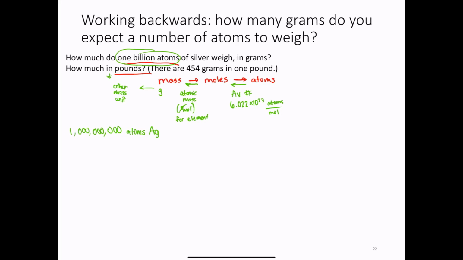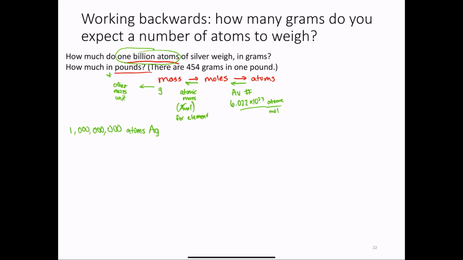Okay, so we want to go, again, atoms to moles to mass and then into pounds. So our first step is to get out of atoms and into moles. And so we are going to use Avogadro's number, but this time we're going to flip it upside down. So we're going to multiply by 1 mole divided by 6.022 times 10 to the 23rd atoms. And that's how our units of atoms are going to cancel out. So once you do that, you've got your units of moles.